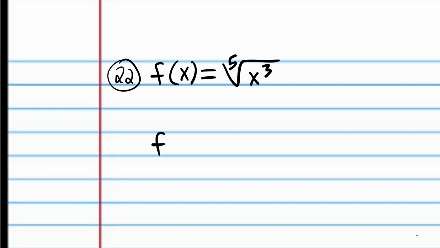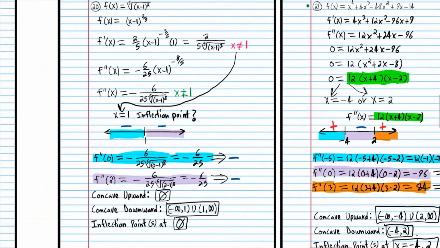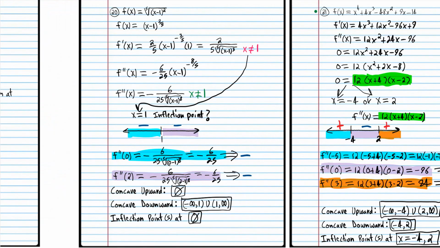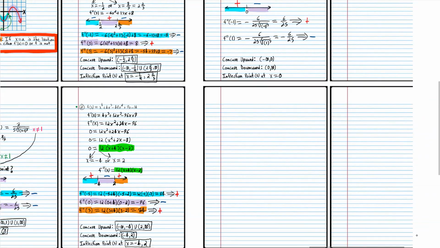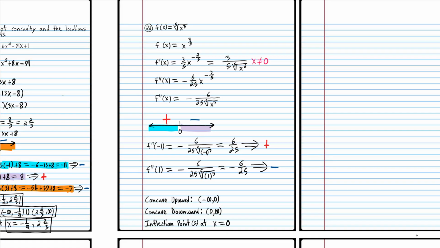Alright, we're back. Okay, so if we compare that to this one over here, notice that there was no inflection point, and that's because the sign didn't change. But over here, the sign of the second derivative did change, so we had an inflection point at x equals 0. So if you got that right, good job.